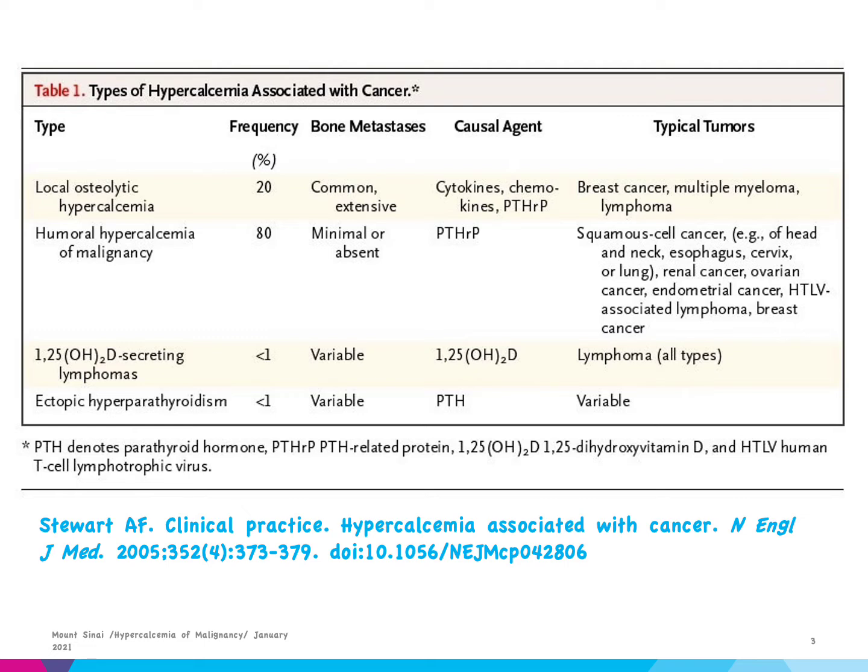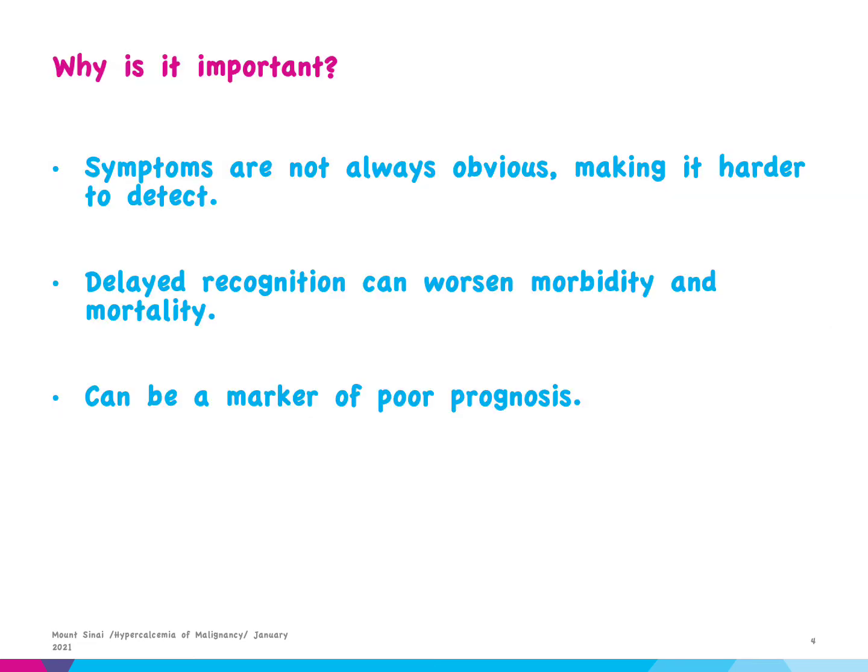Another comment I would like to make here is that, as you know, most of the hypercalcemia you'll find incidentally in the outpatient setting is going to be caused by primary hyperparathyroidism. If you incidentally find it in a sick patient in the hospital, that should raise concern for potentially having hypercalcemia of malignancy as opposed to primary hyperparathyroidism.